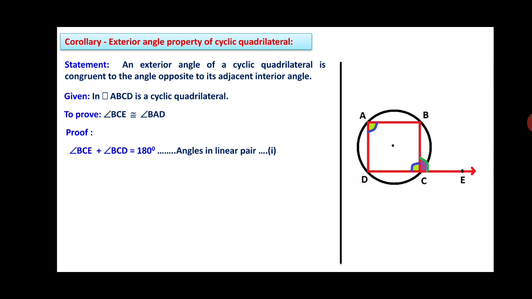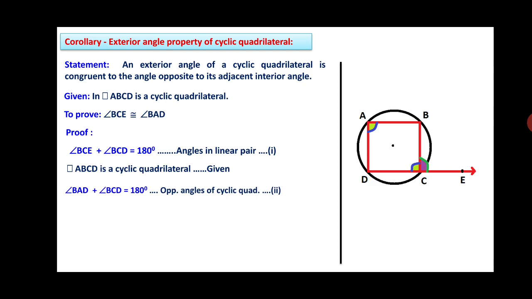Angle BCE plus angle BCD is 180 since these two are forming the linear pair. Therefore, quadrilateral ABCD is cyclic quadrilateral, it is given. Therefore, angle BAD plus angle BCD is also equal to 180, opposite angles of cyclic quadrilateral, that is statement number 2.